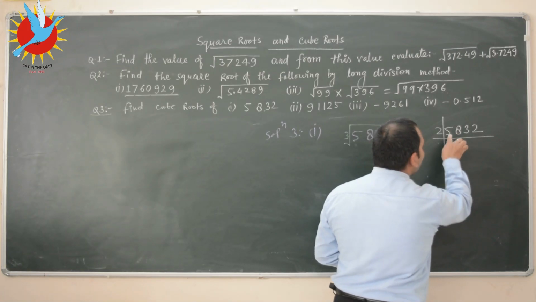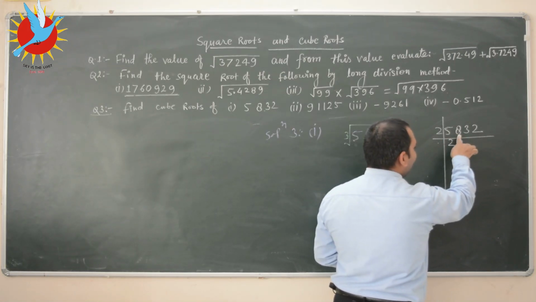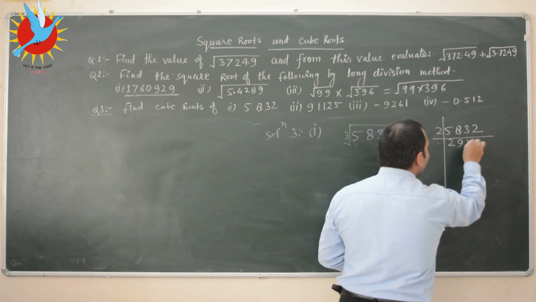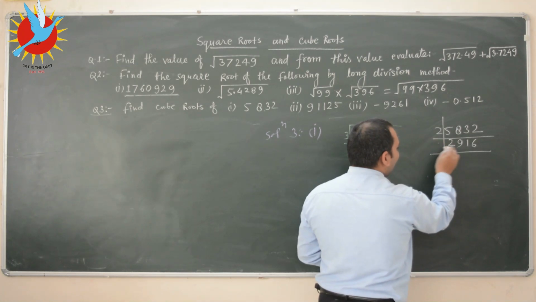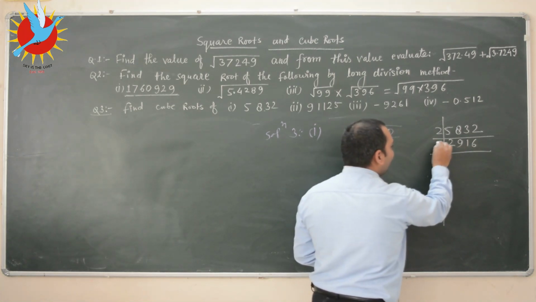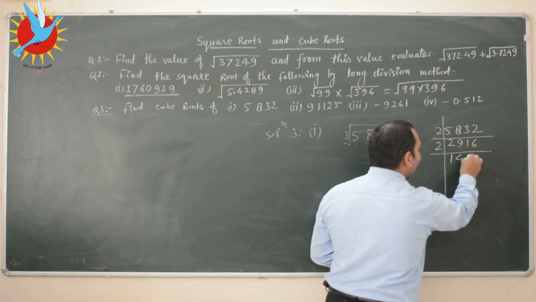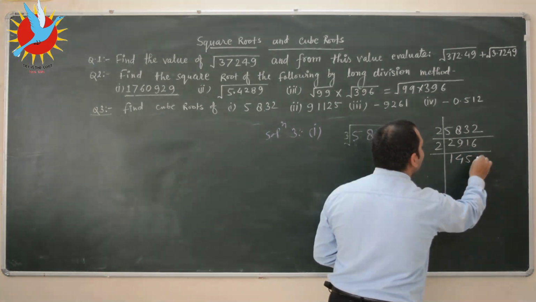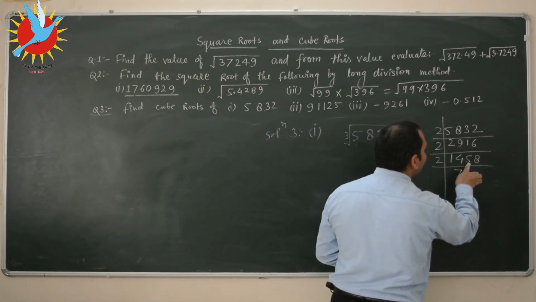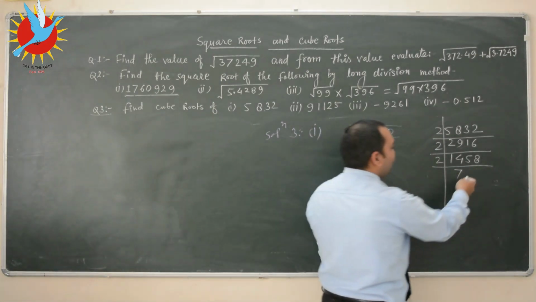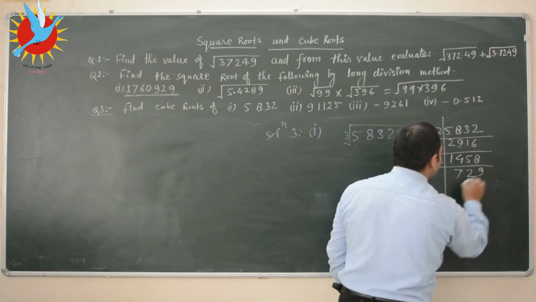2 2s are 4, 1 18, 2 9s are 18, now 3, 2 1s are 2, 2 6s are 12. Once again this is divisible by 2, 2 1s are 2, 2 4s are 8, 1 and 1 11, 2 5s are 10, once again 16, 2 8s are 16, 2 7s are 14 and 5, 2 2s are 4, 1 18, 2 9s are 18.